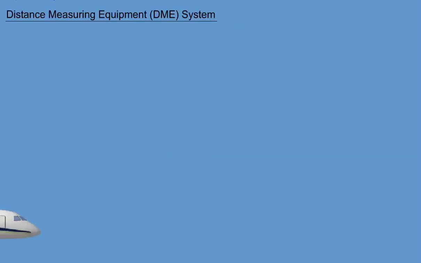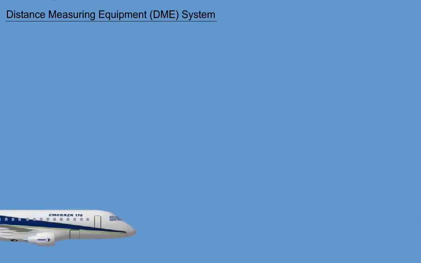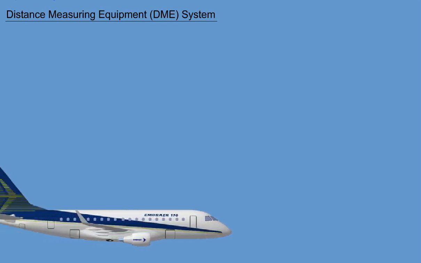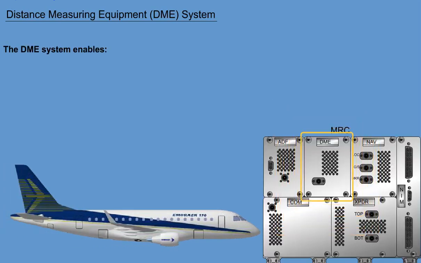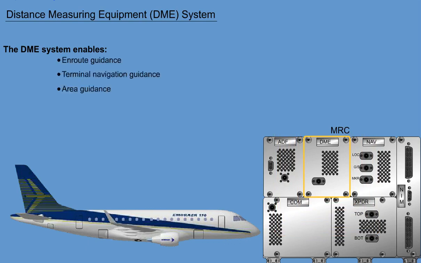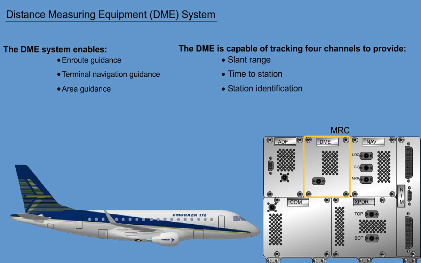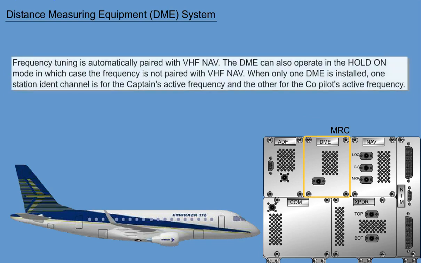The Distance Measuring Equipment System, DME, is an integrated part of the Epic avionics suite. The DME system enables en route and terminal navigation and area guidance. The DME is capable of tracking 4 channels to provide slant range, time to station, station identification, and ground speed. Frequency tuning is automatically paired with VHF nav. The DME can also operate in the hold-on mode, in which case the frequency is not paired with VHF nav.